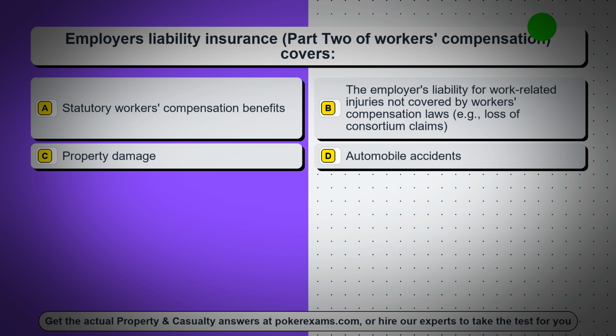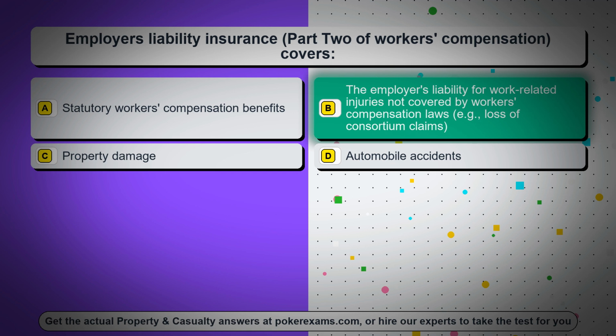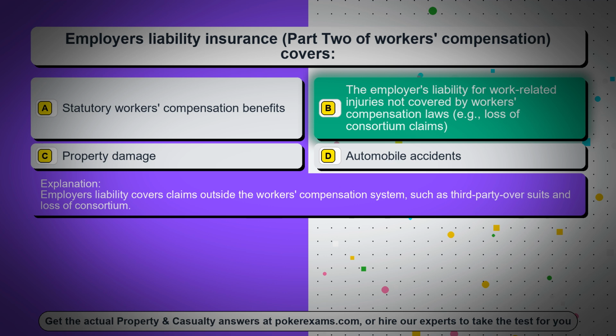Question 21. Employer's liability insurance, Part 2 of workers' compensation, covers: Option A, statutory workers' compensation benefits. Option B, the employer's liability for work-related injuries not covered by workers' compensation laws, example, loss of consortium claims. Option C, property damage. Option D, automobile accidents. The correct answer is option B, the employer's liability for work-related injuries not covered by workers' compensation laws, example, loss of consortium claims. Employer's liability covers claims outside the workers' compensation system, such as third-party suits and loss of consortium.